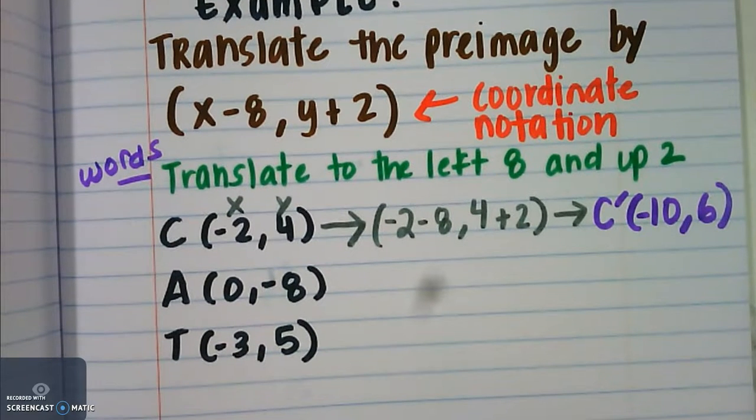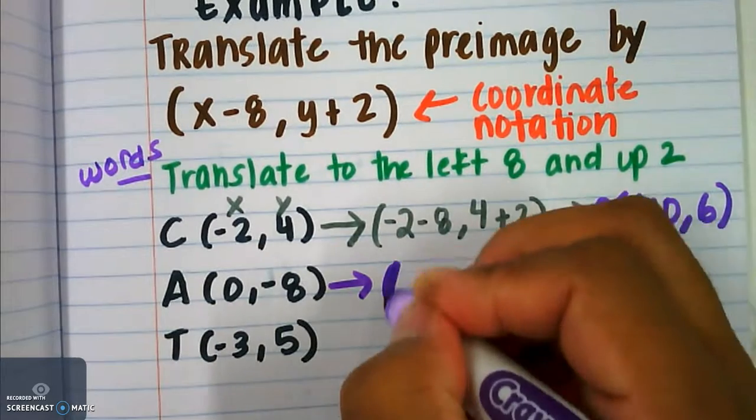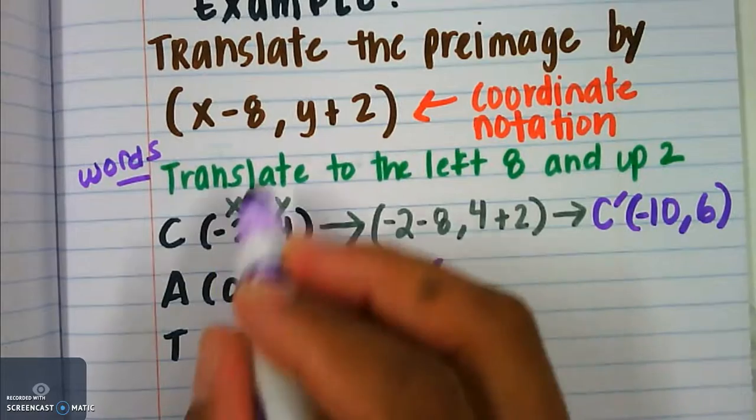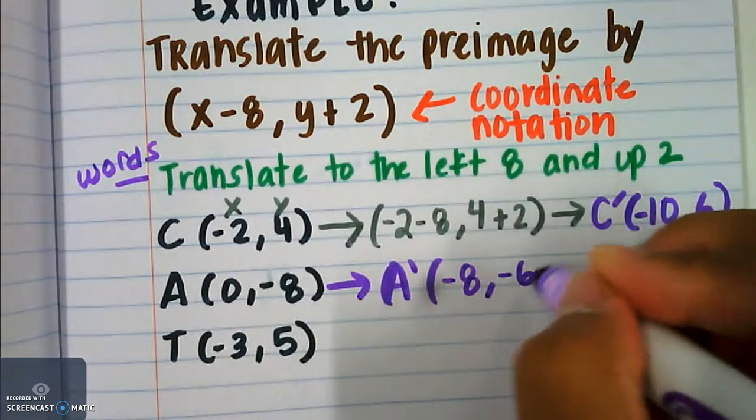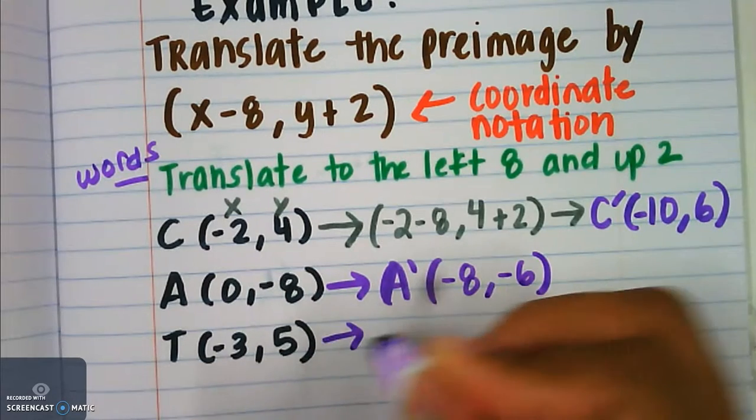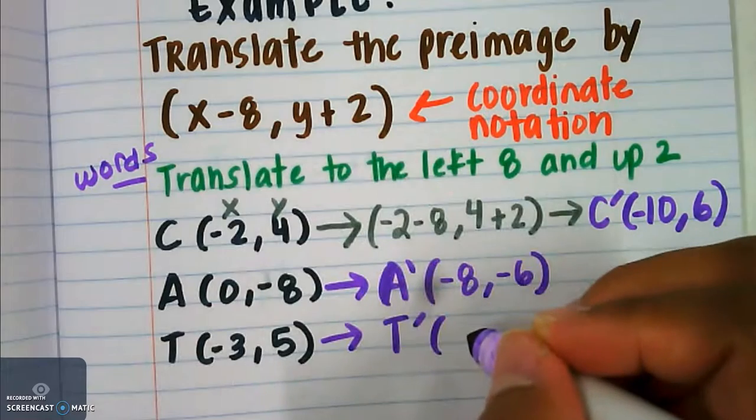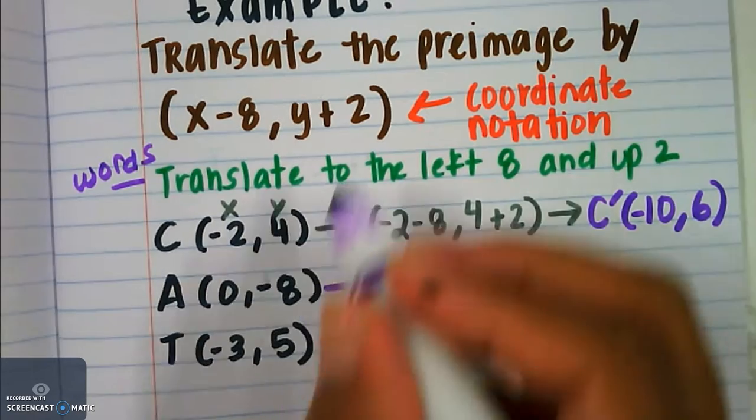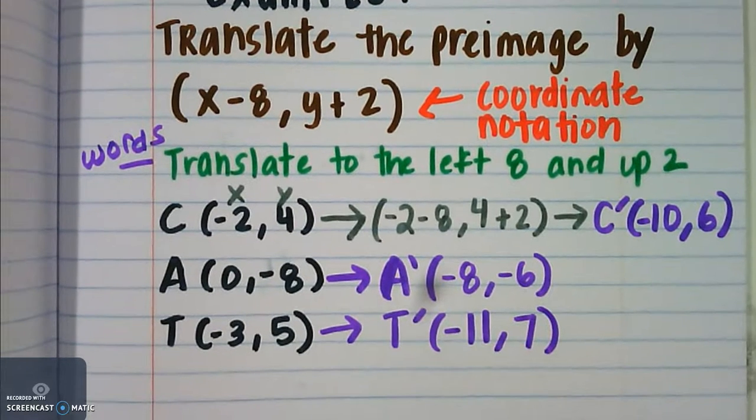Now for the other one, if you don't need to do this step, you can just go ahead and write it. A prime, 0 minus 8 is negative 8. Negative 8 plus 2 is negative 6. And then T prime, negative 3 minus 8 is negative 11. And 5 plus 2 is 7. We have our example. So make sure you get this stuff down. Hopefully you took some good notes so that you can have some good stuff to reference.